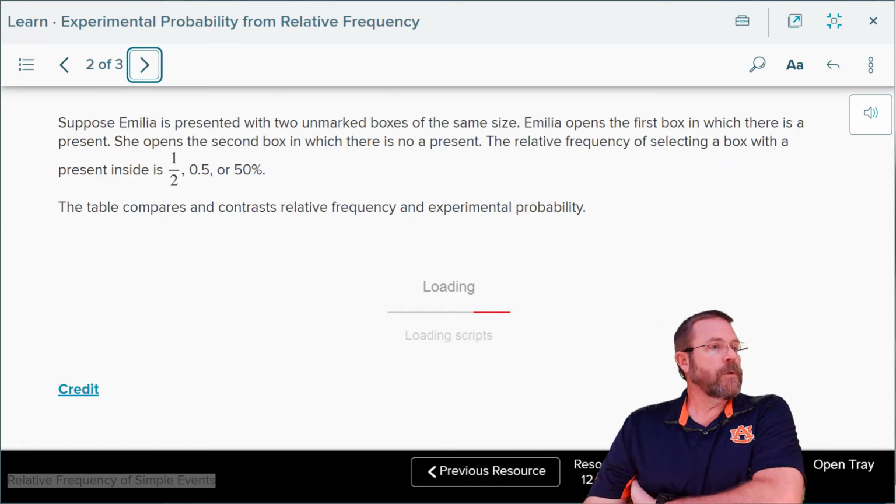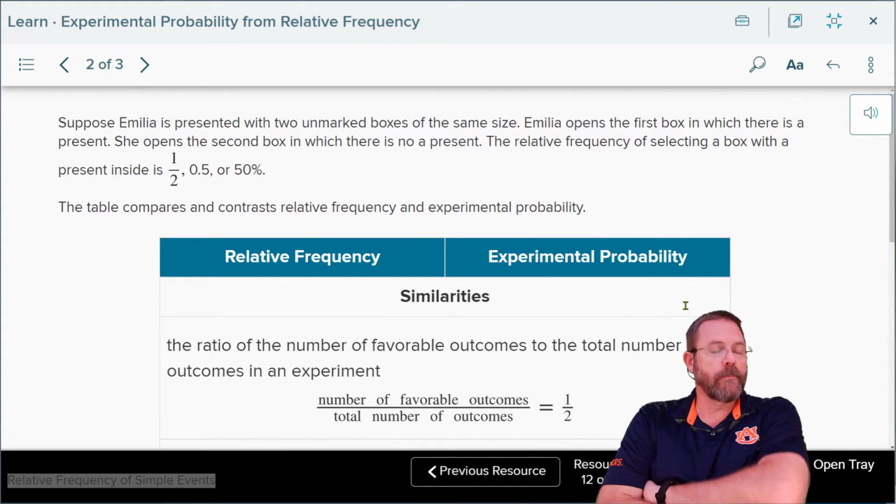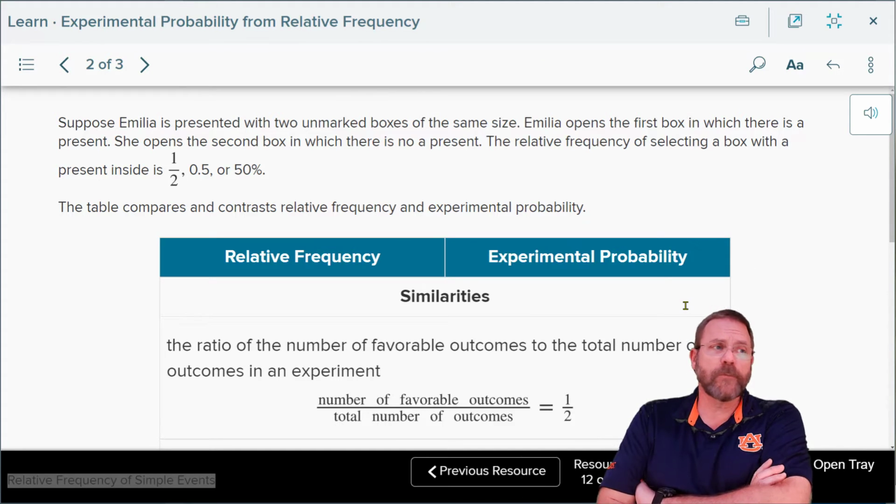Suppose Amelia is presented with two unmarked boxes of the same size. Amelia opens the first box, in which there is a present. She opens the second box, and there is no present. So sad. The relative frequency of selecting a box with a present inside is 1 out of 2, also known as 0.5 or 5/10, also known as 50%.